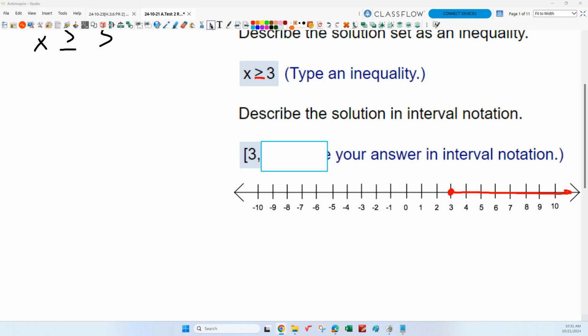What do we get for our right endpoint? Infinity, because it goes forever. And infinity always goes with a parenthesis. Give me thumbs. How we doing? Okay, good. All right.